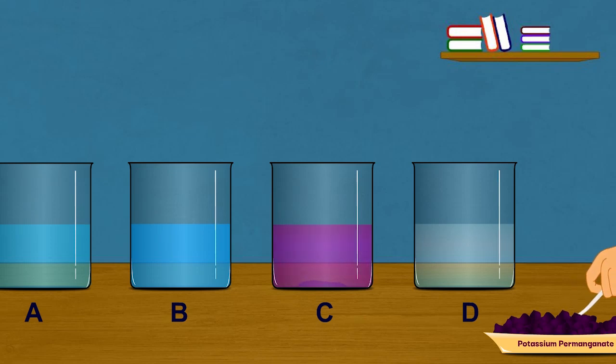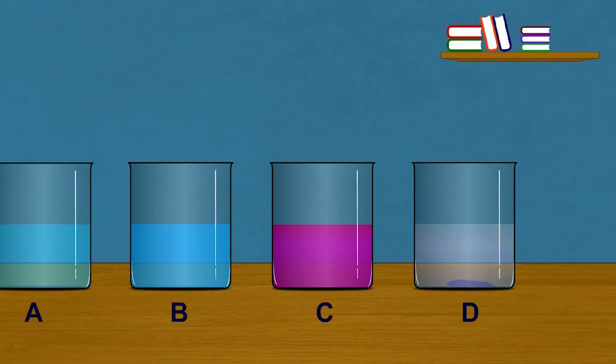Observe the color and textures of the mixtures obtained by all the groups. Compare the mixtures obtained by groups A and B with the mixtures obtained by groups C and D in terms of their uniformity in color and texture. Note down the observations.